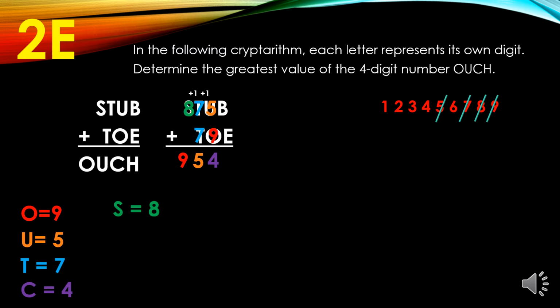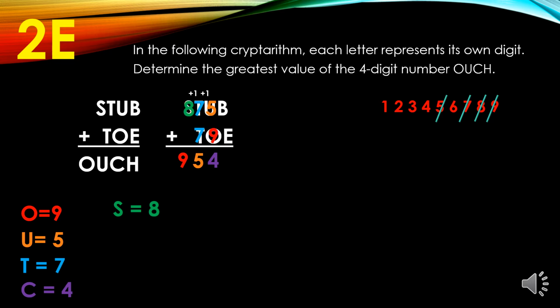If we go 6 plus 3, that would give us 9, which has already been used. 6 plus 2 is 8, already been used. 6 plus 1 is 7, already been used. So 6 is not possible.